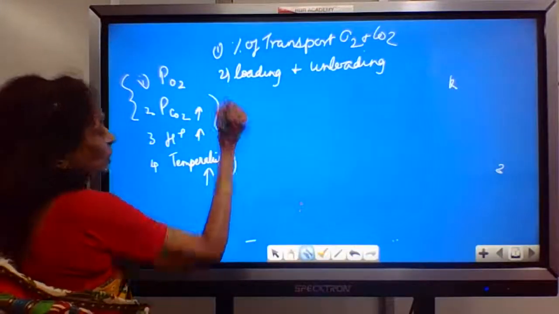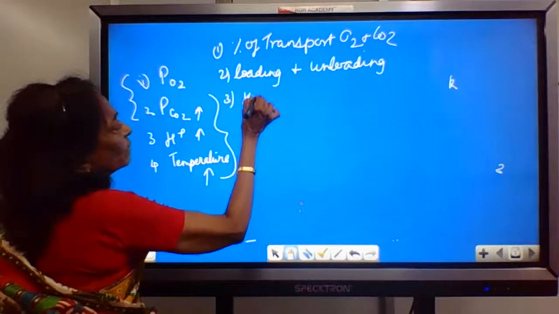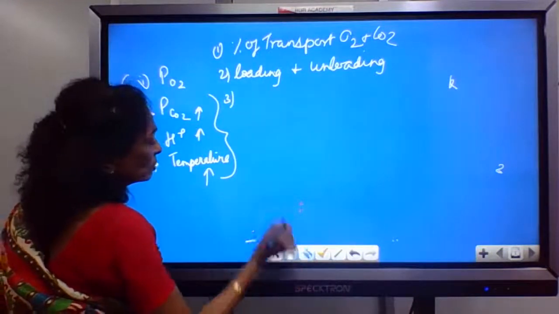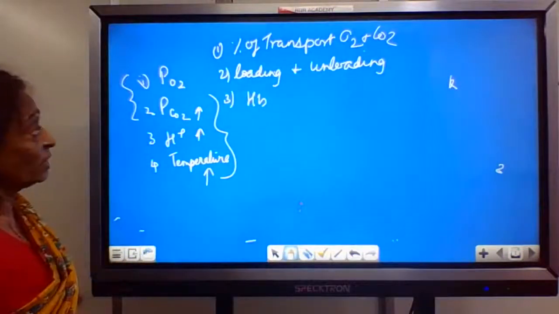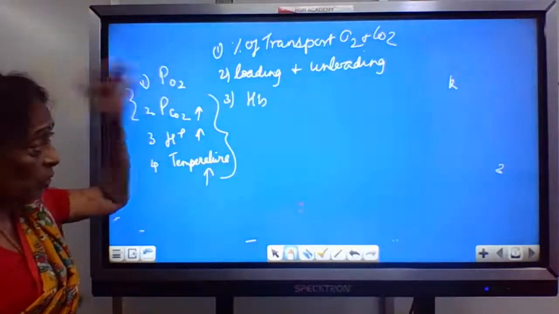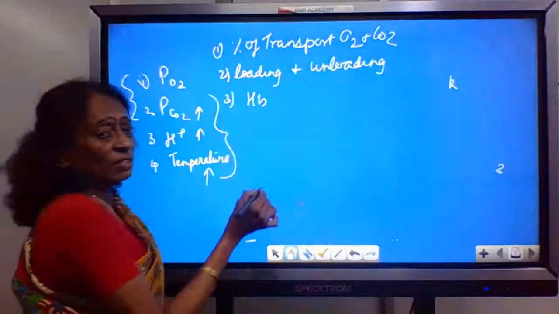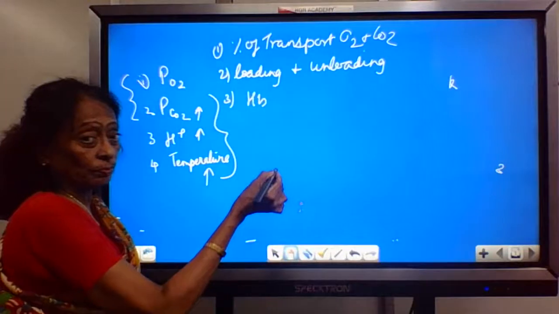Then the third one I left out, that is HB, the quality of HB, hemoglobin. Regarding the oxygen, you should know the HB, the molecule. 100 ml of arterial blood will supply 5 ml of O2.